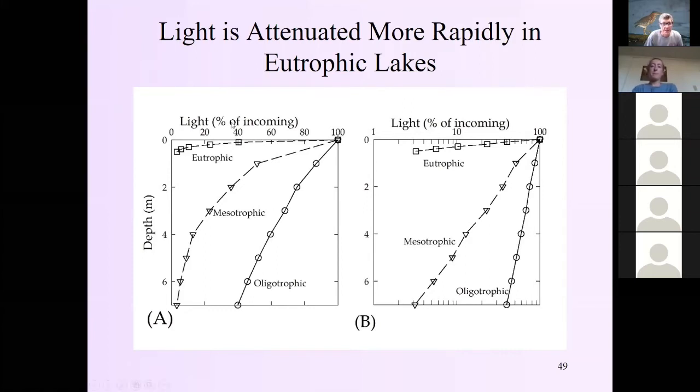If we take this scale right here on top of the A panel and we make it logarithmic, all of a sudden these things get linear, right? So we're basically doing a transform.